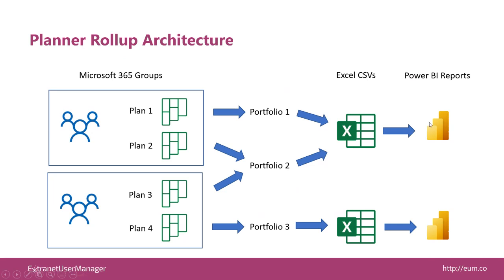And since we can't connect Power BI directly to Planner, Excel CSVs are sort of our go-to in general when you're doing data integration projects. It's the easy way to get data between things. So how do we get the data out of Microsoft Planner and into Excel CSVs? I'll get to that in a minute from a technical point of view, but the idea is that we're going to collapse multiple plans together into portfolios, and we're going to collapse multiple portfolios together into one set of CSVs that has one Power BI report related to it.